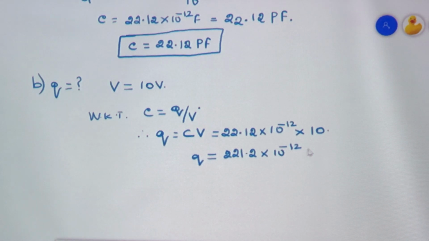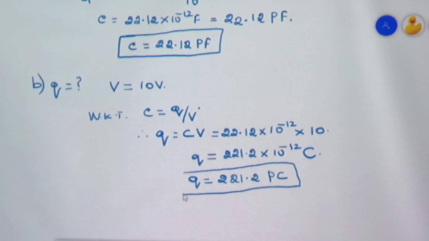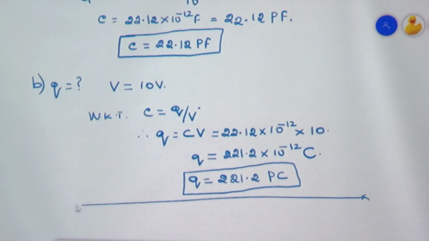Charge is calculated, so it is measured in the unit called coulomb. So the total charge Q is equal to, we can rewrite as, 221.2 picocoulomb. So this we call the total charge that was stored. This is example number 1.20.